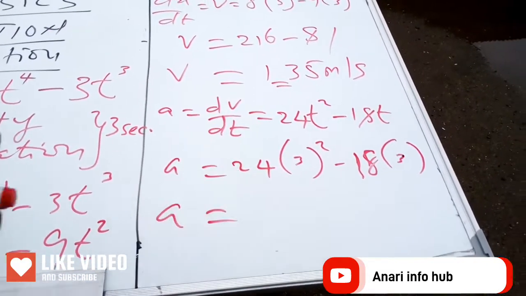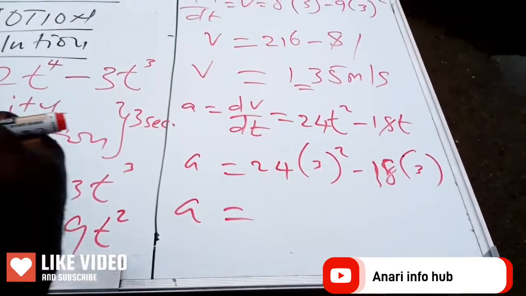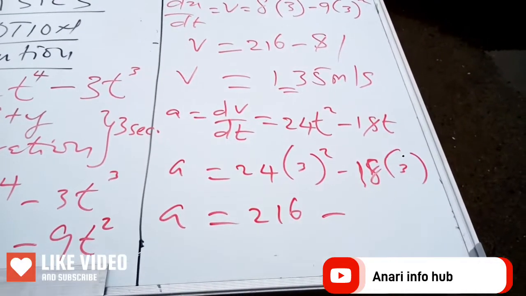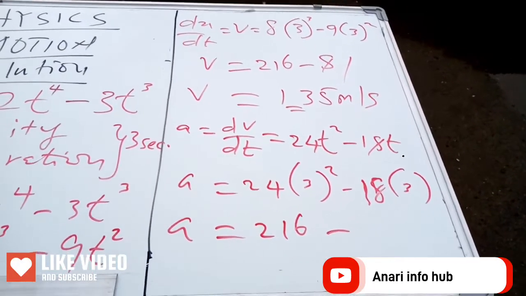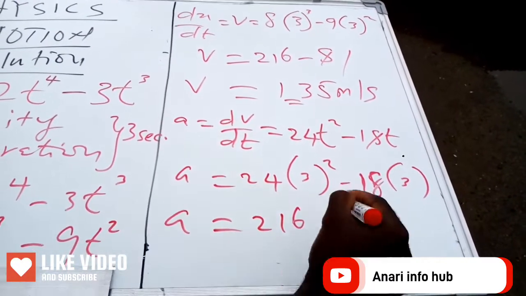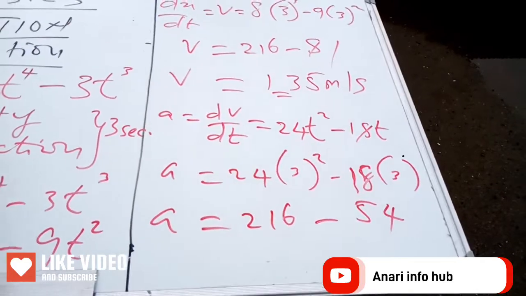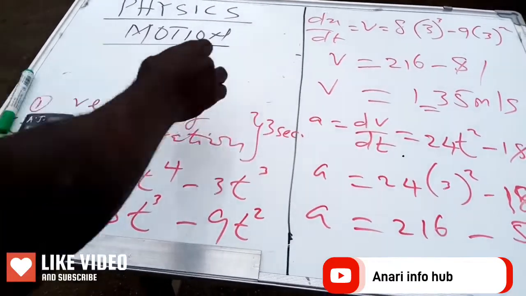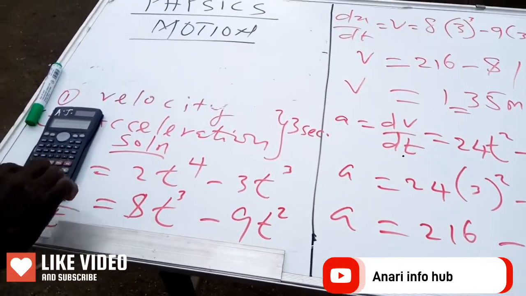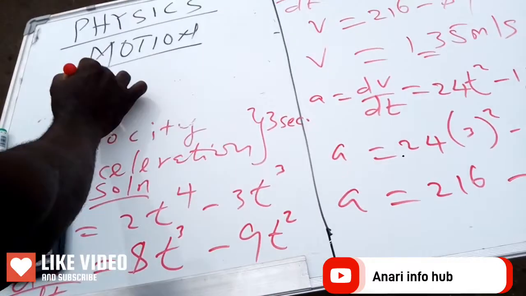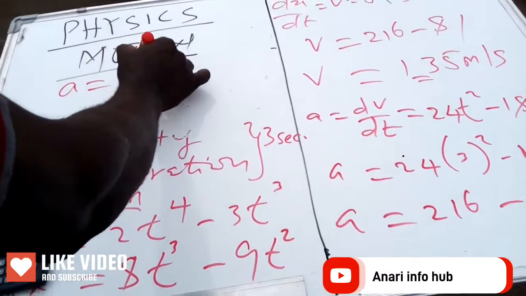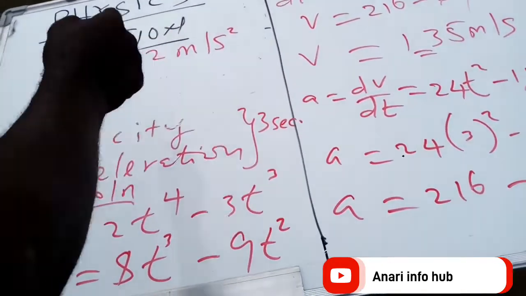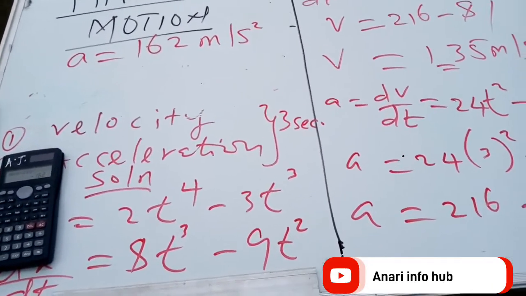So a is equal to 24 times 9, which is 216, minus 18 times 3, that is 54. So 216 minus 54 will give us that our acceleration is equal to 162 meters per second squared. So that is the solution to that problem.